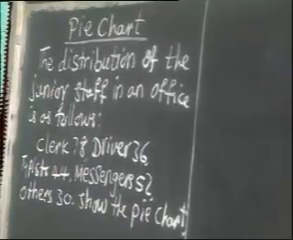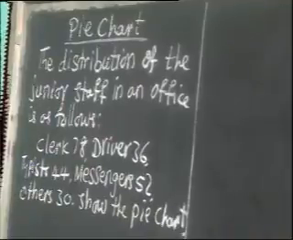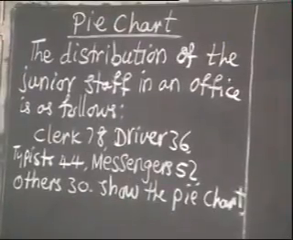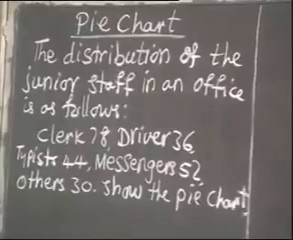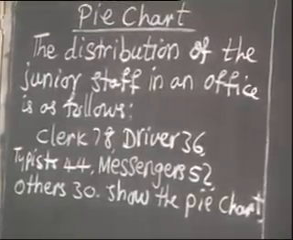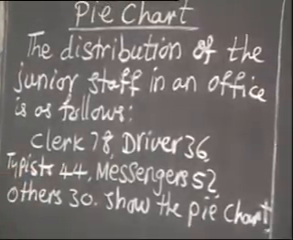It says the distribution of the junior staff in an office is as follows. Clerk, 78 in number. Driver, they are 36. Typists, they are 44. The messengers, they are 52. Others amount to 30. Now, you show this information on a pie chart. Now, with the example of what we did the other time, what you just need to do is to bring these things out one after the other.